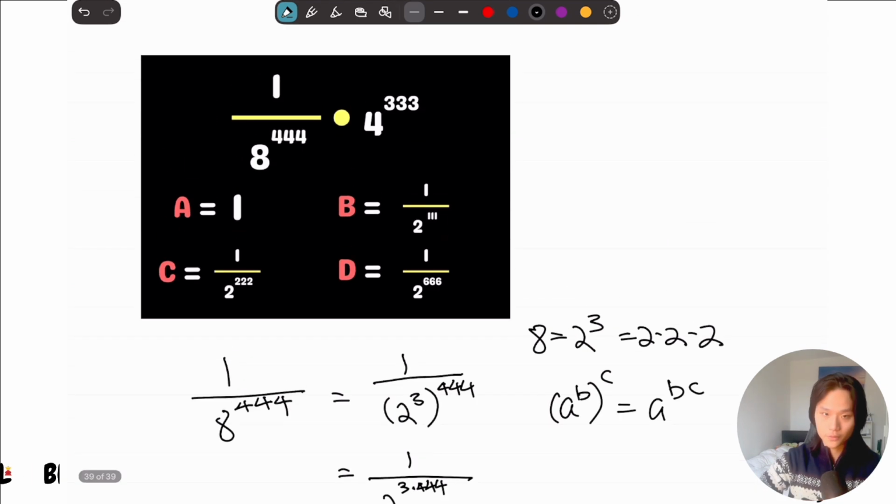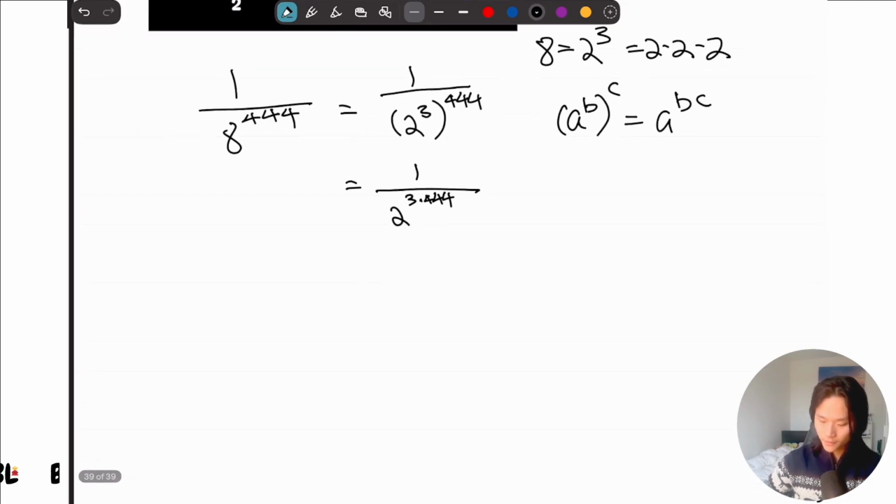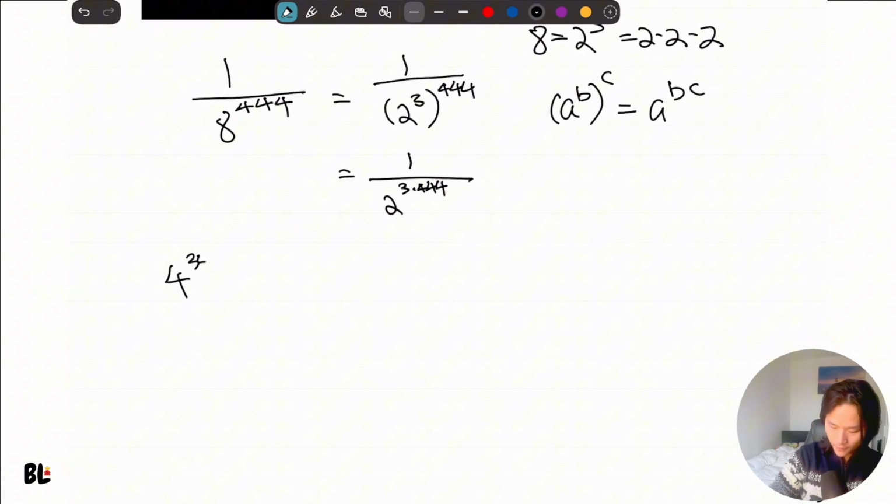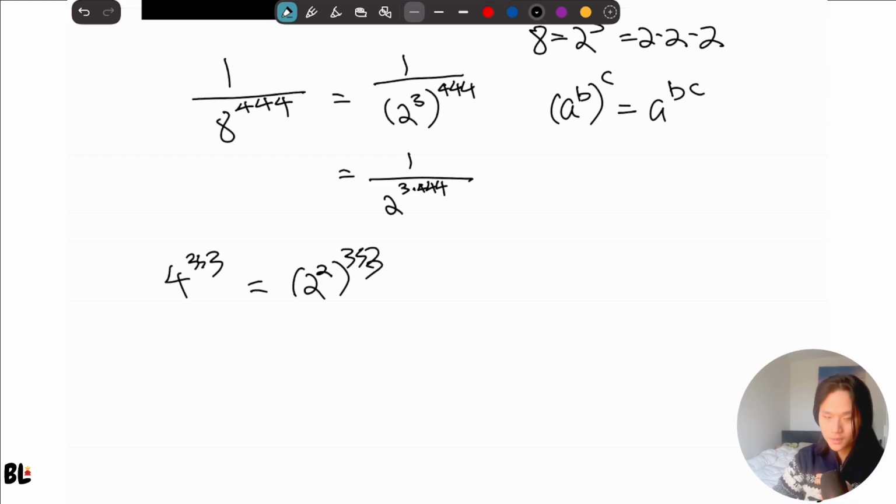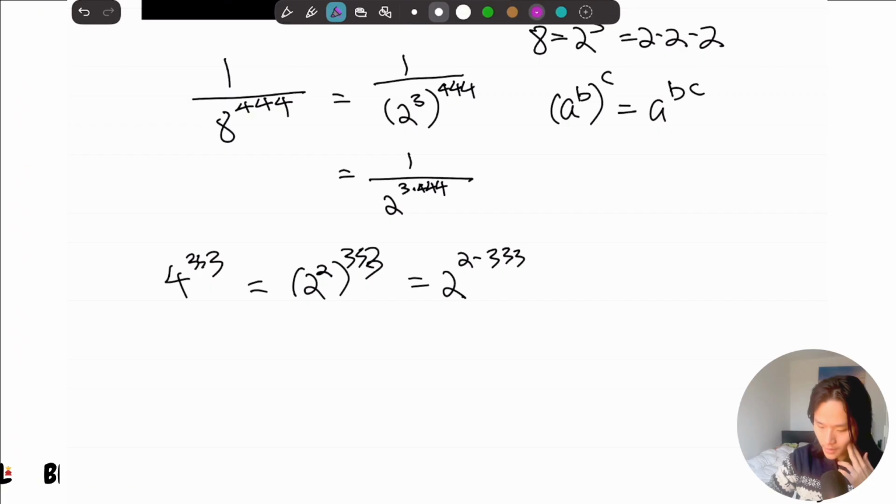We don't have to actually find out what 3 times 444 is, as we will see now, because we are going to do something with 4 raised to the power of 333. So what is it? 4 to the 333. Well, that is just 2 squared and then to the power of 333, right? So that is just 2 to the power of 2 times 333. So now pay attention to these things, okay?